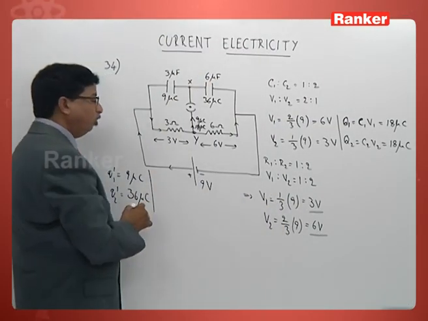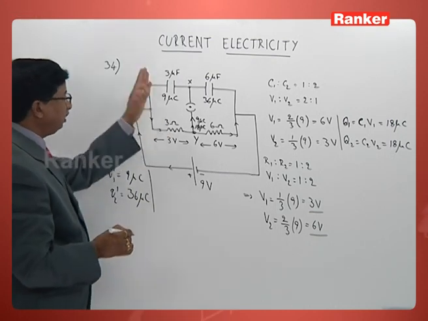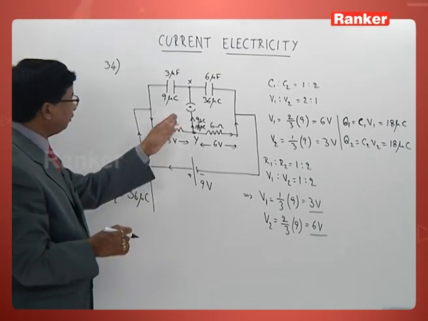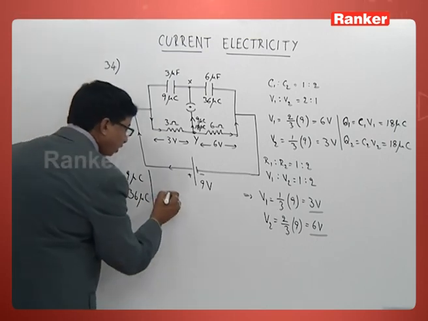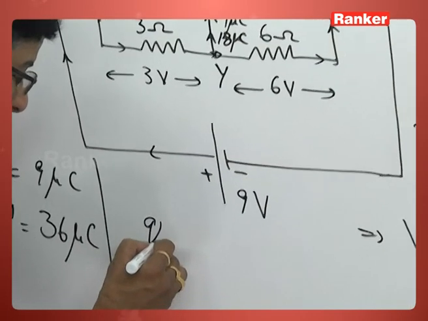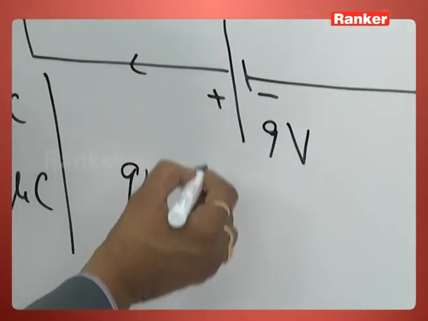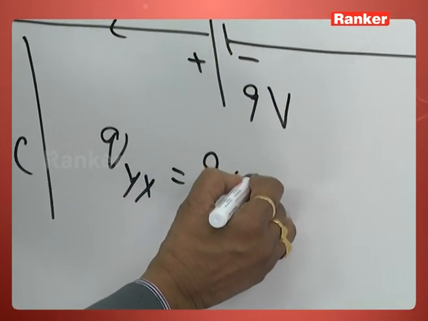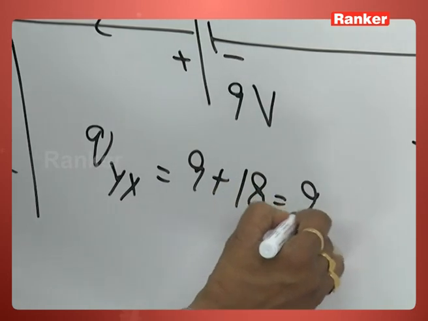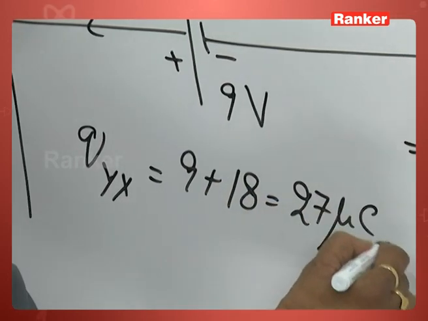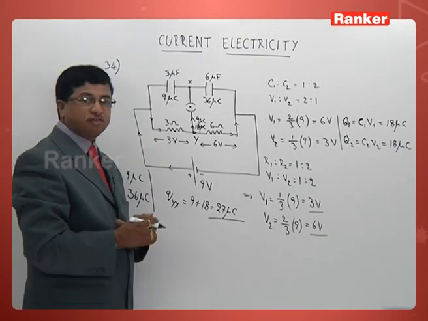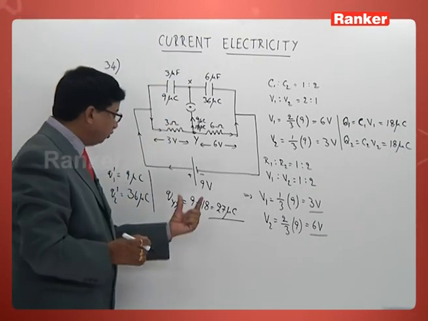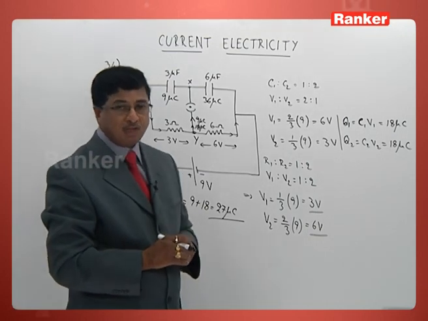So what will now be the total charge that is passing across this YX? What will be the total charge now? That charge that is passing across YX now should be 9 plus 18. How much will it now be? 27 microcoulomb. So what charge is passing through the system is the question. So it should now be 27 microcoulomb.